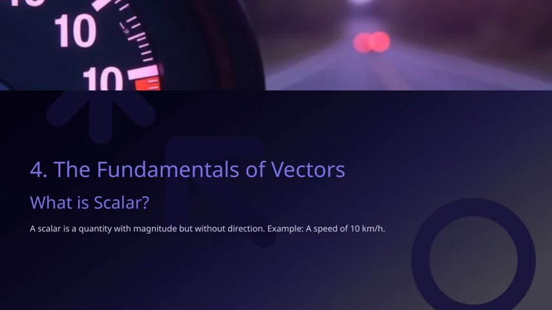Let's start by understanding what a scalar is. A scalar is a quantity that has magnitude, which means how much or how big, but it doesn't have any direction. For example, if I say I am traveling at a speed of 10 kilometers per hour, that 10 km/h is a scalar. It tells us how fast I'm going, but it doesn't tell us which way I'm heading. Now, this is different from a vector, which we'll explore in more detail later.